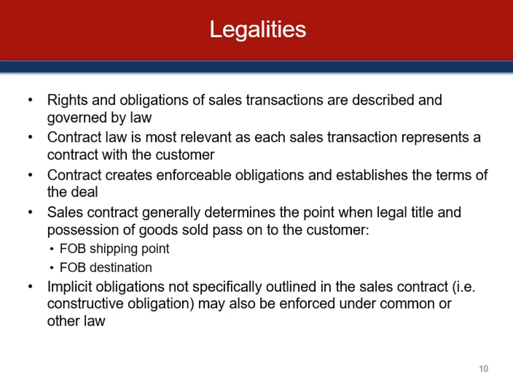So when it's off our dock onto the customer's truck at the shipping point, that would be the customer's asset at that point. FOB destination usually means it's on our truck until we deliver it to the customer's dock at the other end. So title would pass when the asset is actually received by the customer. So FOB shipping point and FOB destination are key terms indicating when the title passes.